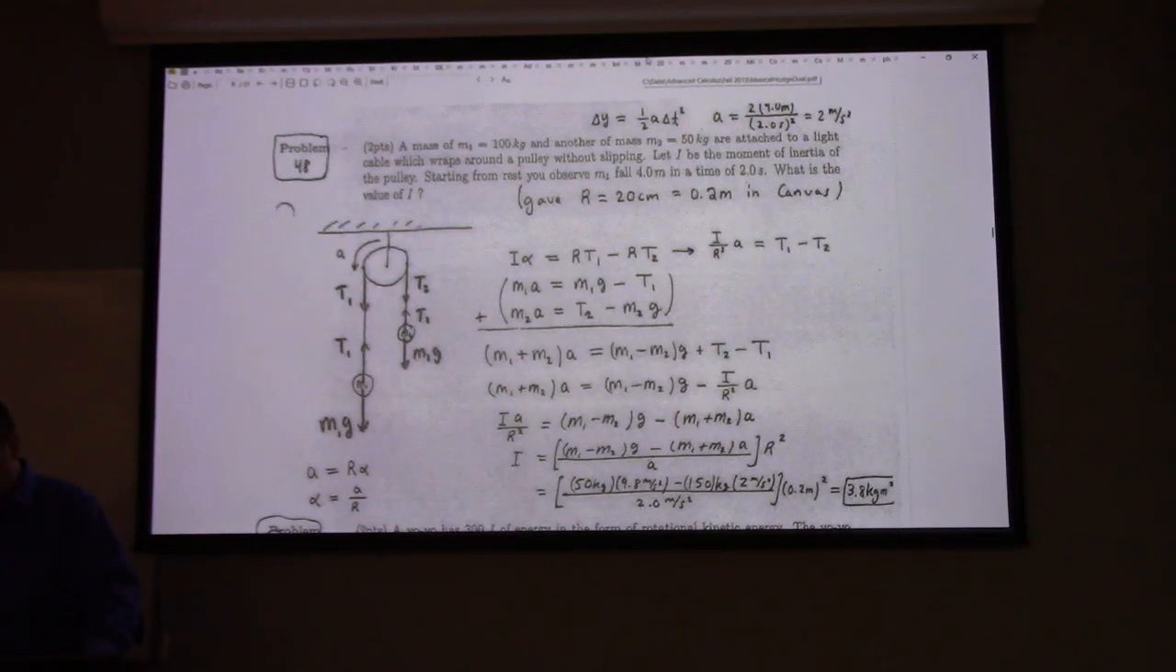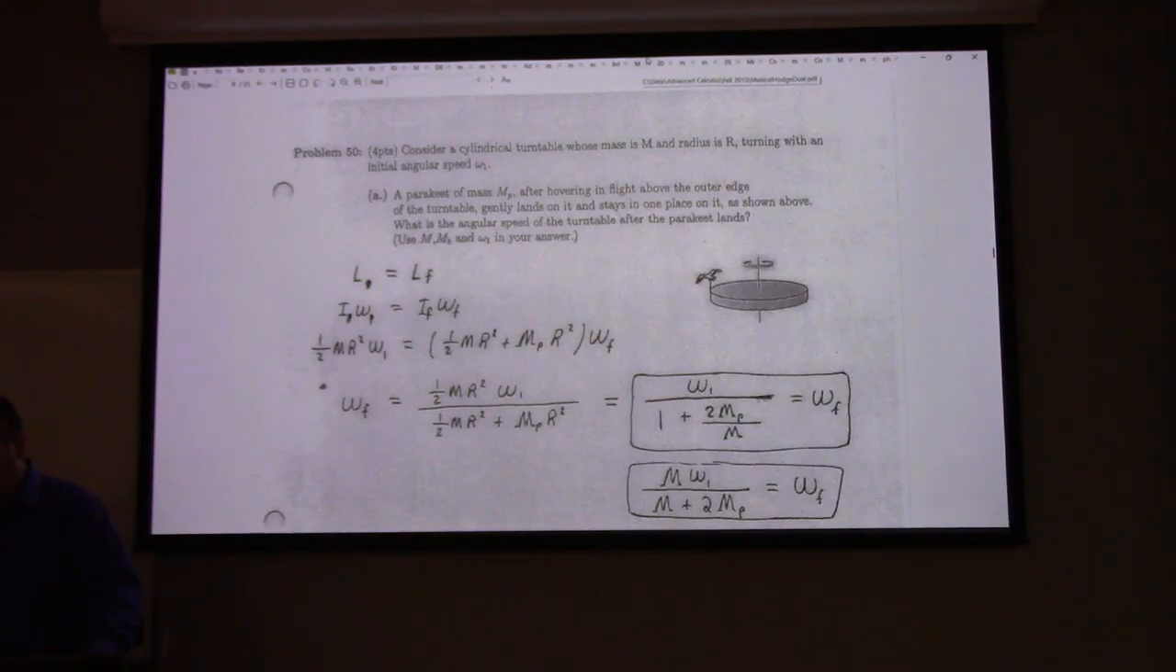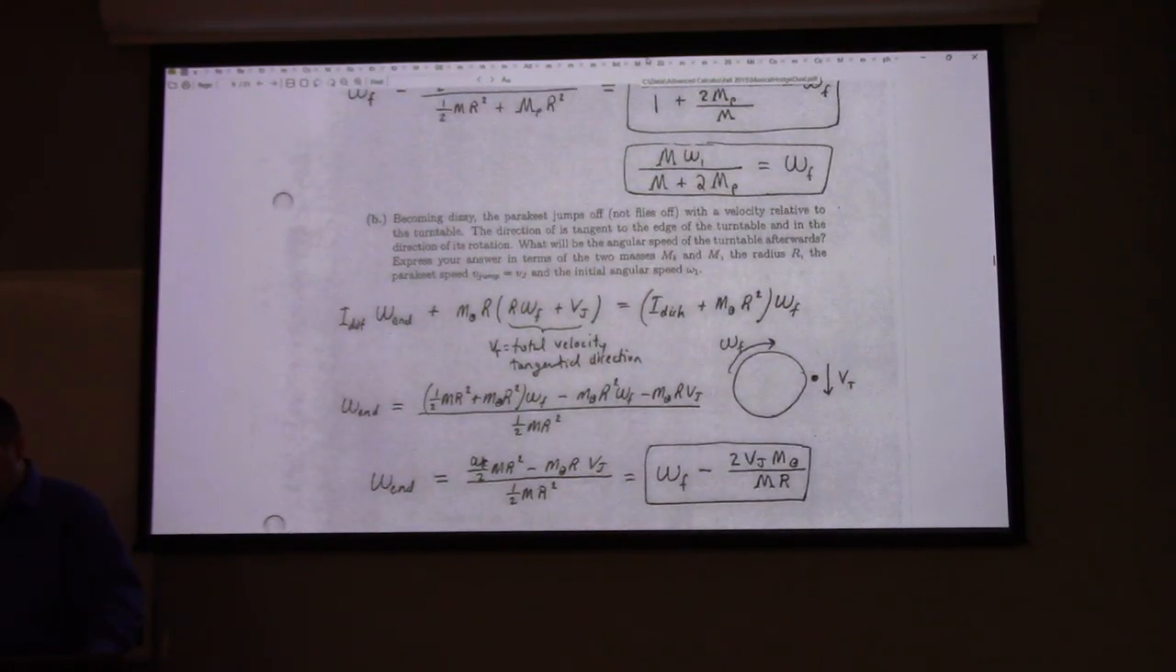Let me skip ahead to the problem. I don't know if this might be wrong still. I don't know if I fixed this or not.